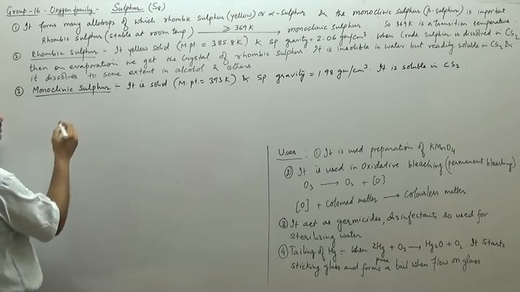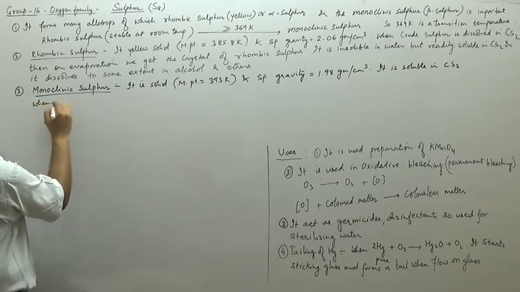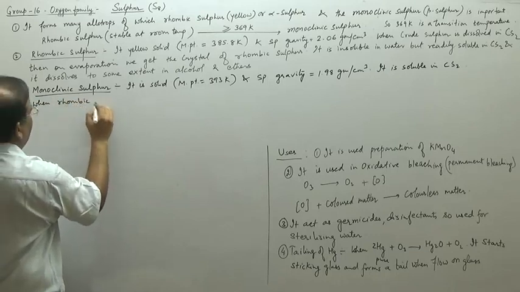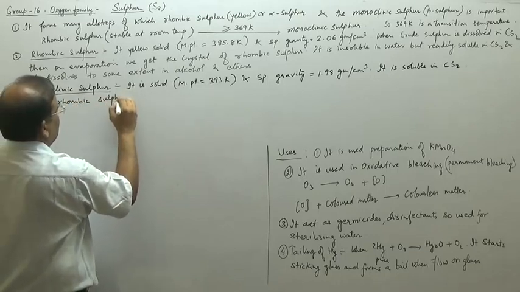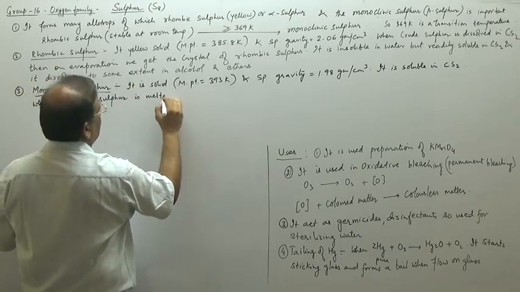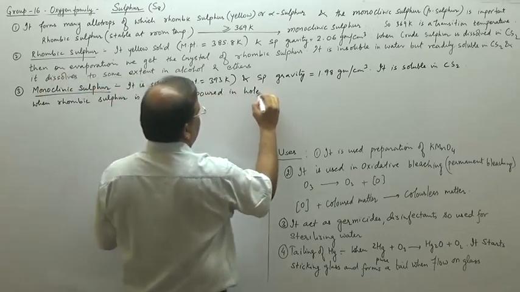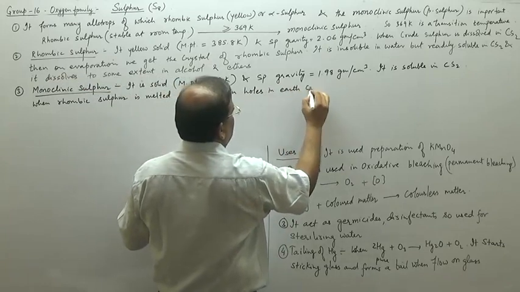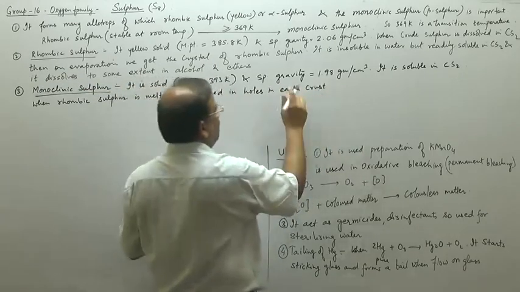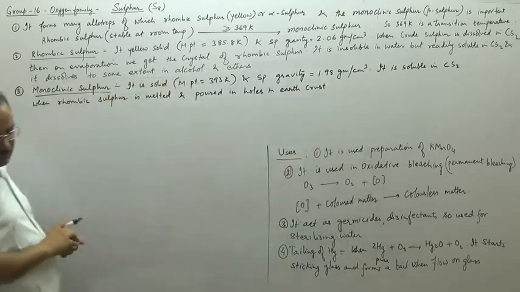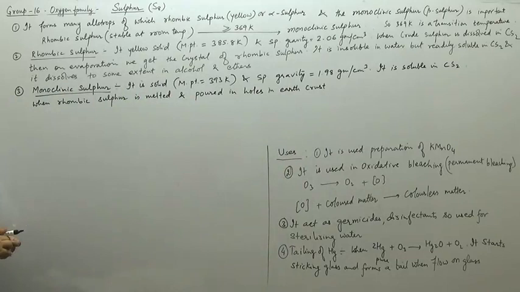So when the rhombic sulfur is melted, it is poured into holes in the earth crust. Then after a few days, on removing the crust, the colorless needle-shaped crystals of beta sulfur are formed.